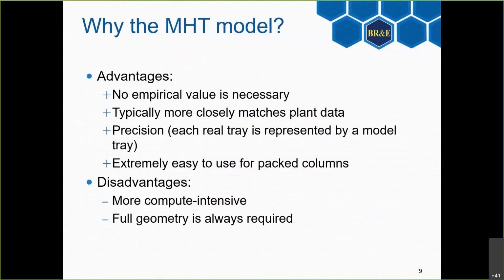Here you can see a summary of the advantages and disadvantages of the mass and heat transfer model. One huge advantage is that no empirical value is required for this model type. So when I mentioned efficiency or HETP, that's not something that's carved in stone. That's something that you might find in literature or might be well known from industrial practice, but it's hardly a single value. It may vary. With the mass and heat transfer model, you can get a fully predictive model where you don't have to worry about this empirical value.